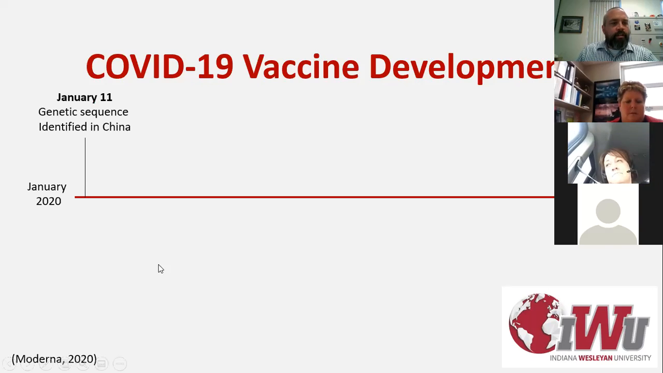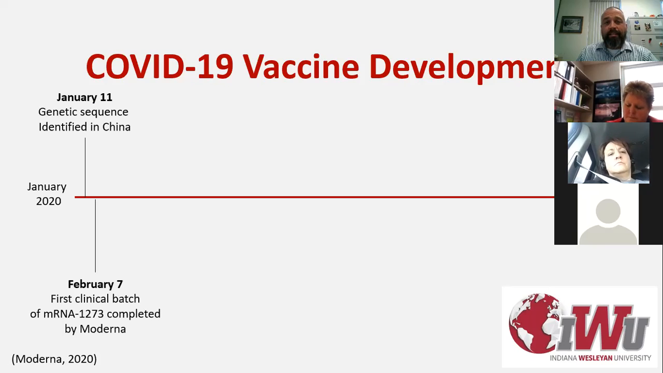So January 11th of 2020, keep in mind all of these dates are going to be 2020 dates because this has all happened so quickly. The genetic sequence of the coronavirus, the novel coronavirus that causes COVID-19 infection, was identified by scientists in China.